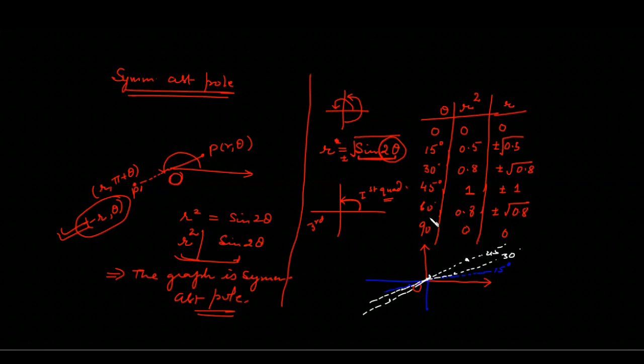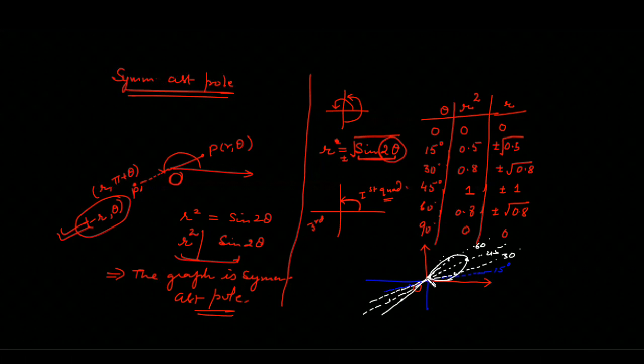Right? Then at 60 degree, again it will become square root of plus minus 0.8, which is same as that at 30. Then at 90 degree, it will become 0. So if you join all these points, it will become a leaf.